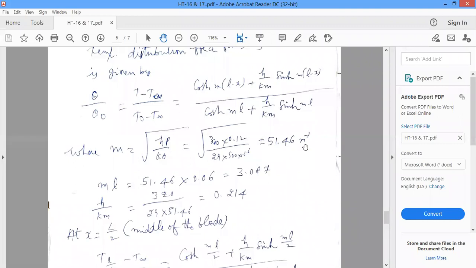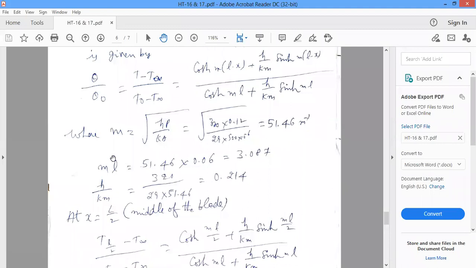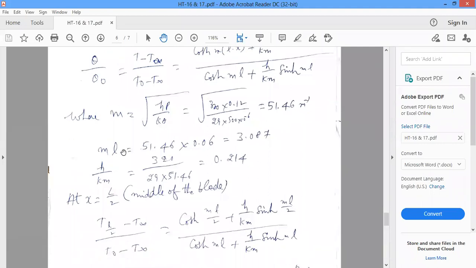So meter to the power minus 1 is m, and the ml value is constant only, but m value is meter to the minus 1. So 1 by m into m, so this has no units for this ml value. Ml is equal to m value 51.46.